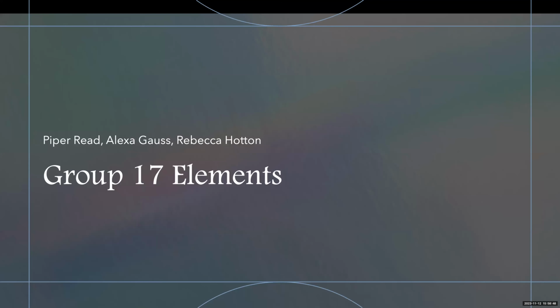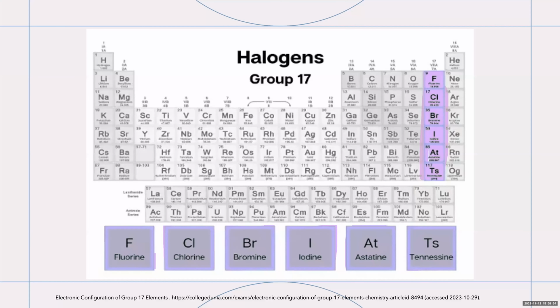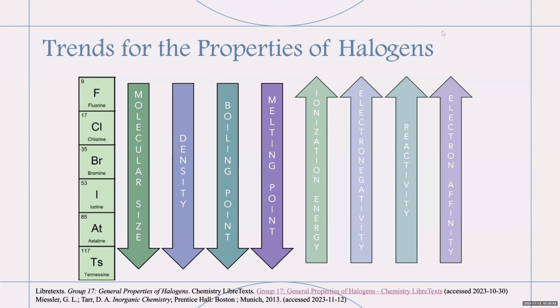We are Alexa, Piper, and Rebecca, and we're going to be presenting on the group 17 elements. The group 17 elements are also known as the halogens, and they are highlighted here in purple. I will be talking about trends for the properties of halogens.